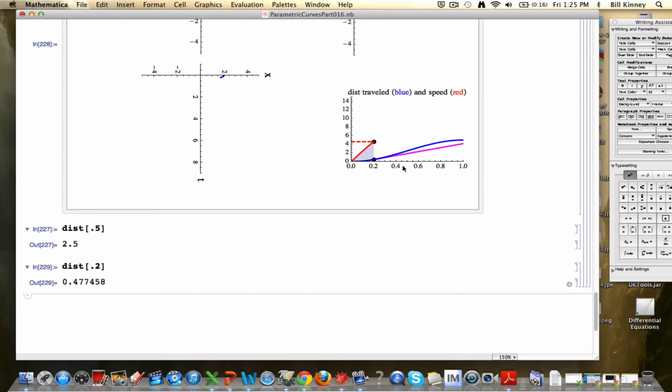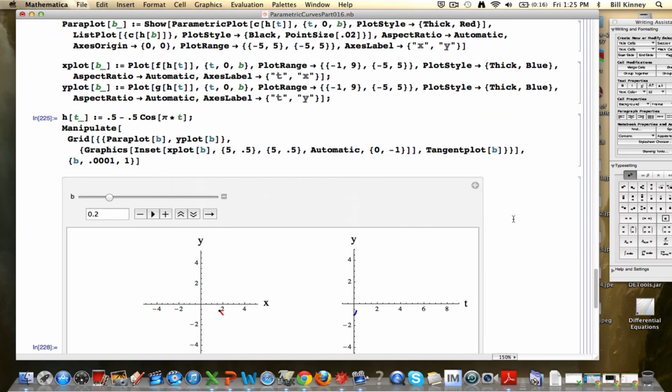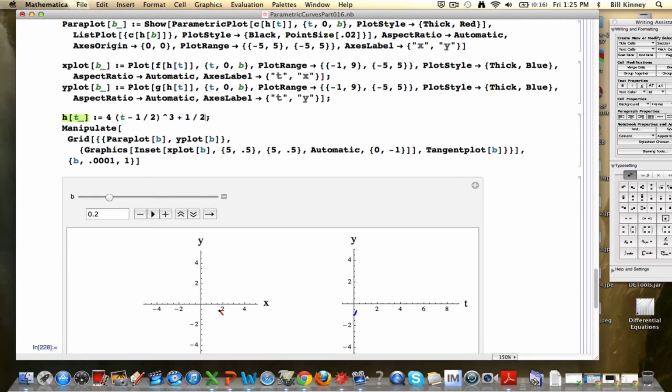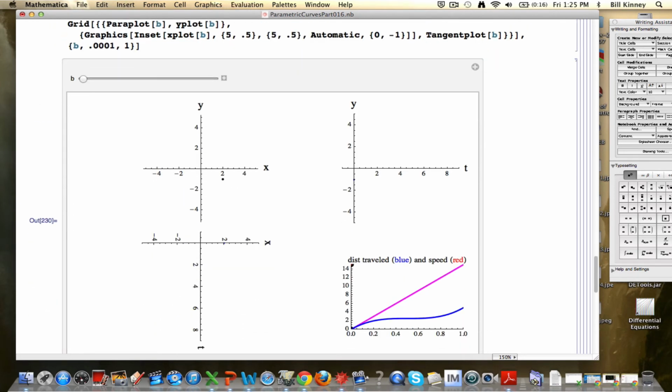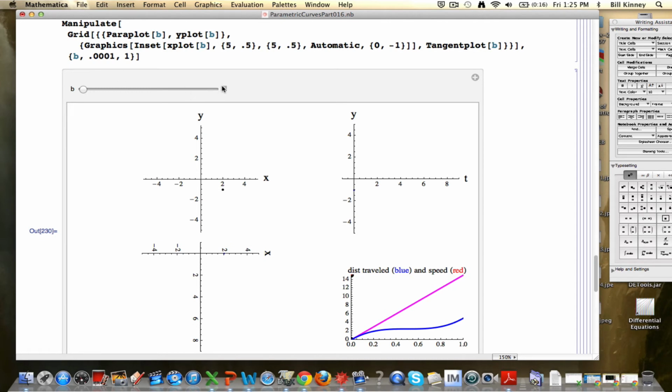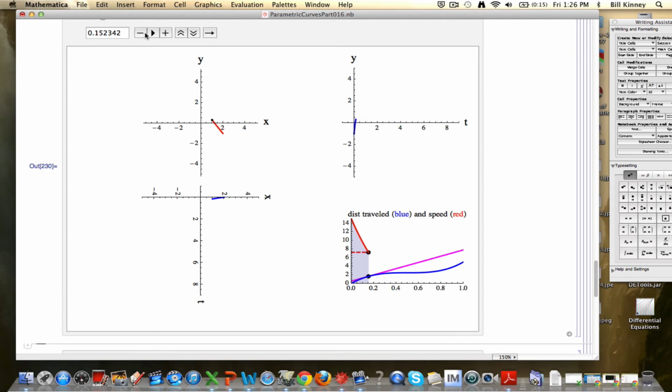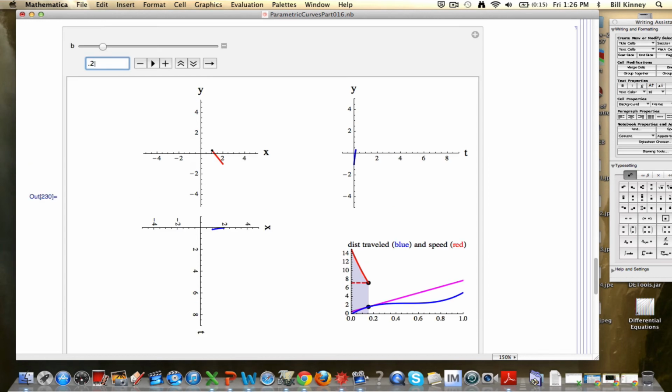So we have illustrated the concept that the area under the speed graph is the same as the distance traveled in this example. Let's try one more example in this video. Let's go back to our cubic. Alright, so here we go. Run the animation. Look in the lower right. Again, the area under the red graph is going to give you the value of the blue graph. Is that happening? Let's estimate the area under the red graph at 0.2 again.